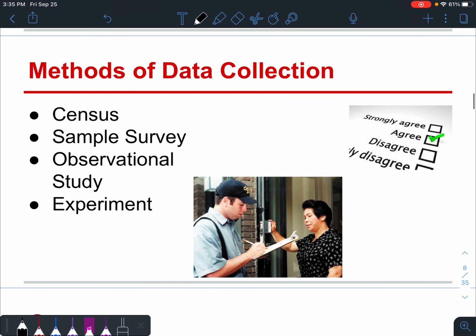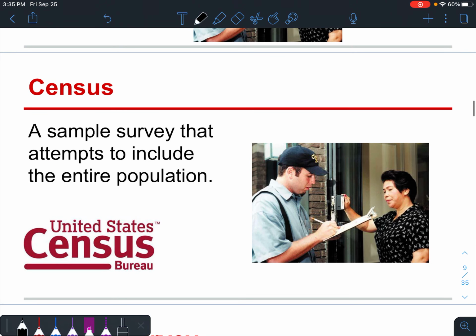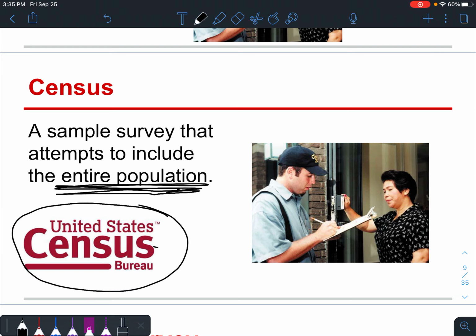So methods of data collection. This is how we actually go out and get that data. So there's a census. You have probably heard that word quite a bit this year since it's 2020 and this is a census year. But a census is one way that we can do it. A sample survey, we've got observational study, and we've got experiment. We're going to start with census here. A census attempts to include the entire population. The U.S. Census Bureau got its name from a census.